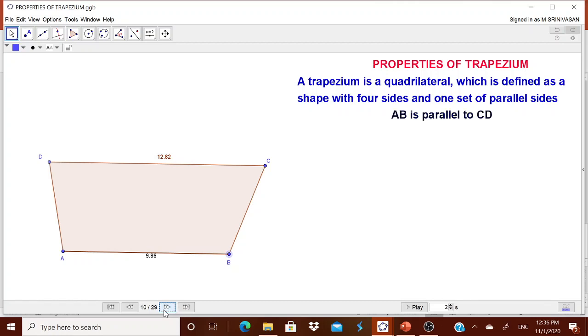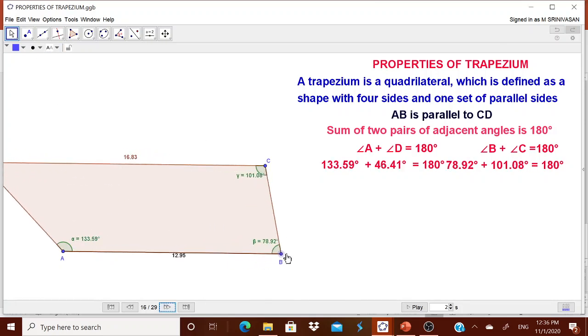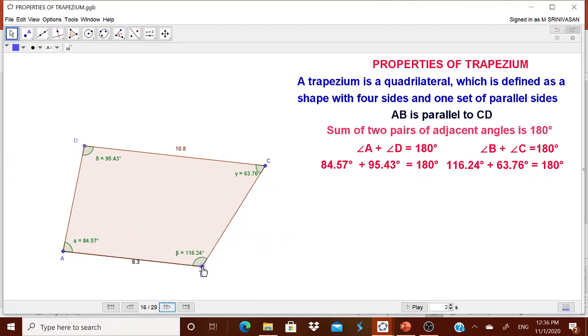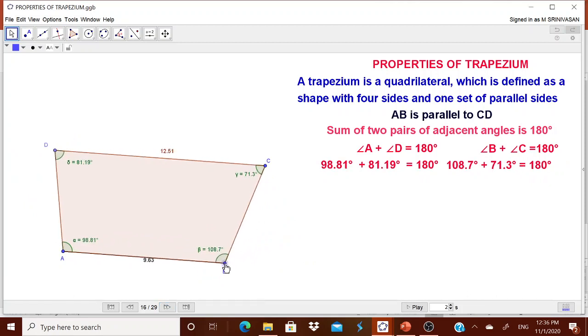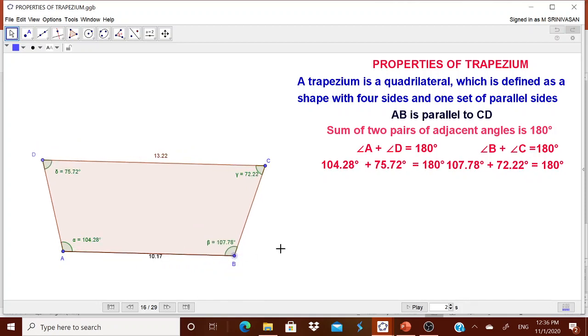Now we are claiming that AB is parallel to CD. The sum of the two pairs of adjacent angles is 180 degrees. Therefore, what are the adjacent angles? A and D, and B and C. Check whether they are always 180 degrees. The child can come and pull it, and at any spot they can see that the sum is always 180 degrees.